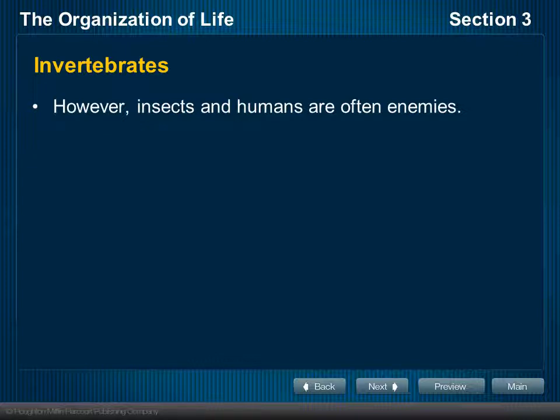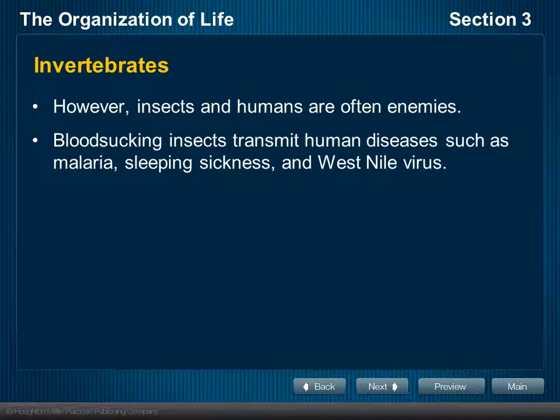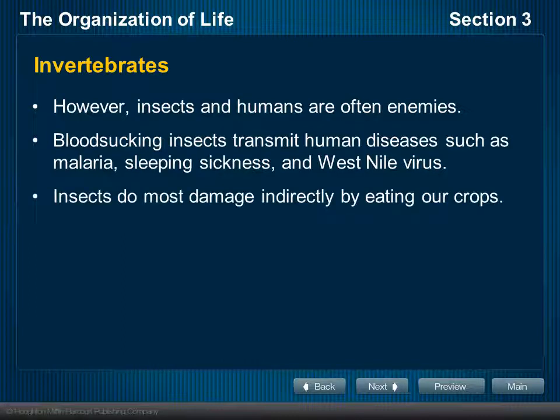Then we have the challenge between insects and humans that exists. We have the issue with the blood-sucking insects that transmit disease, malaria, sleeping sickness, West Nile virus, all generally connected to the mosquitoes, of course. And then you've got all the issue with the ticks and the Lyme disease and the Rocky Mountain spotted fever. And we also have insects that can do tremendous damage directly by eating the crops that we are growing.